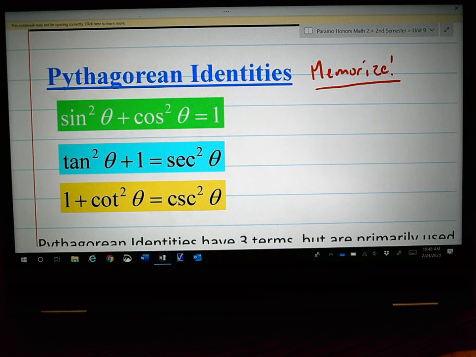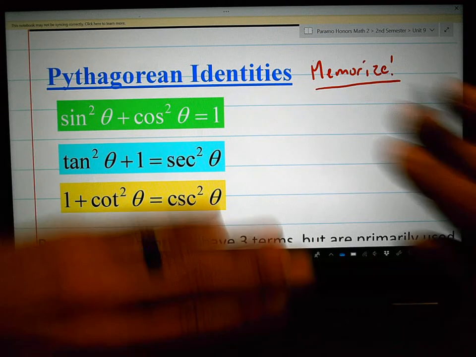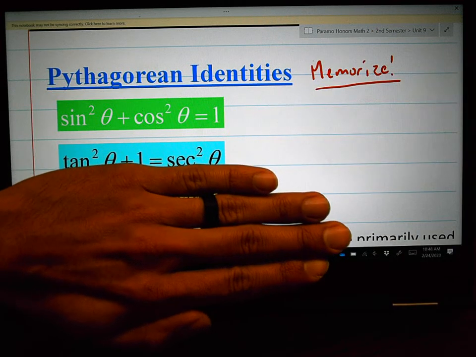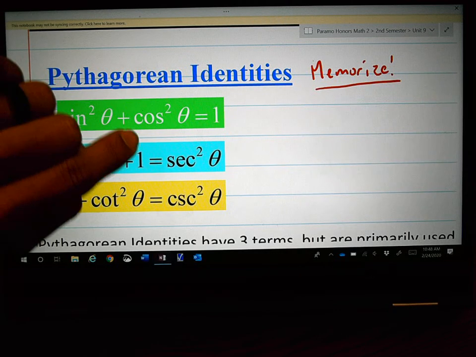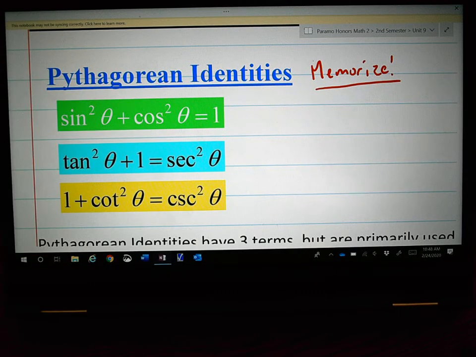I would recommend memorizing all three, but if you have a short amount of open brain space, at least memorize the first one. I will show you a way to go from the first one to the second and to the third in just a little bit.